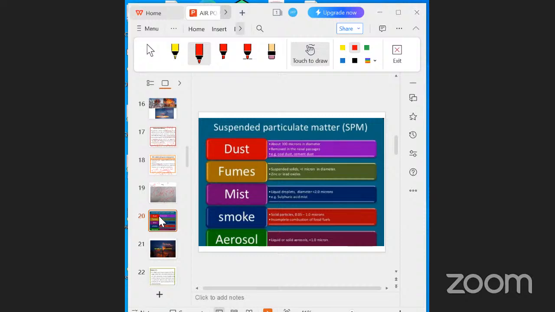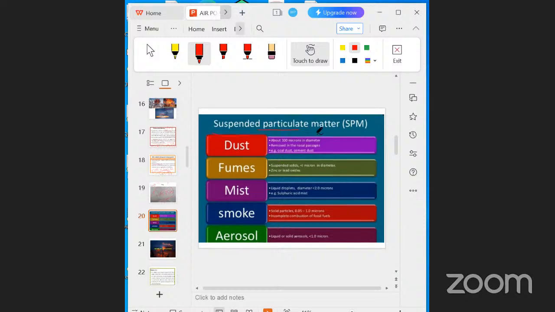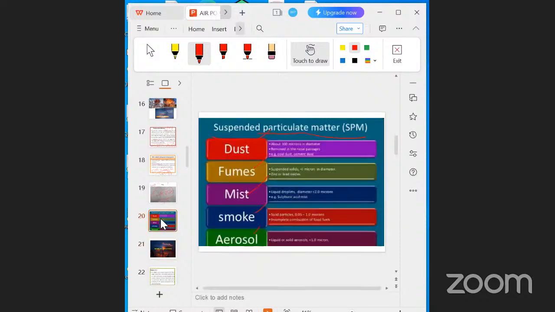Now, suspended particulate matter, SPM. Those are dust, fumes, mist, smoke, and aerosol. These are the suspended particulate matters. First we are going to dust. Dust is made up of solid particles generated by crushing and grinding processes.